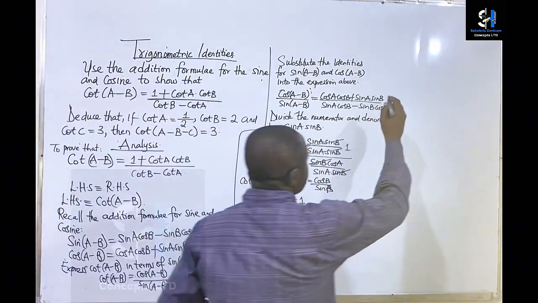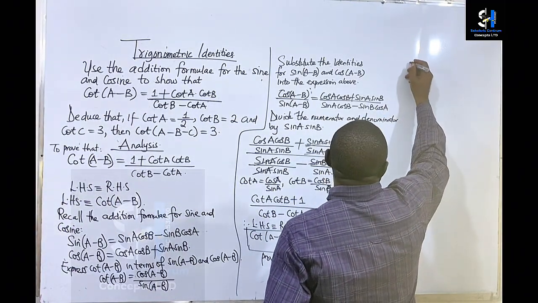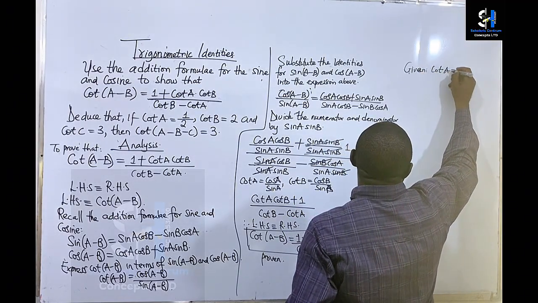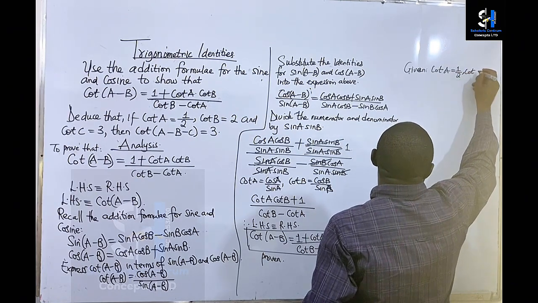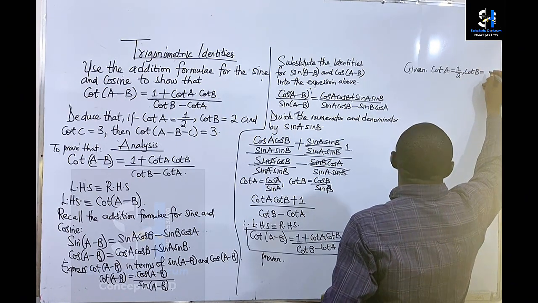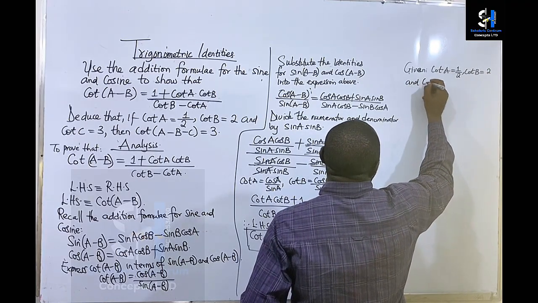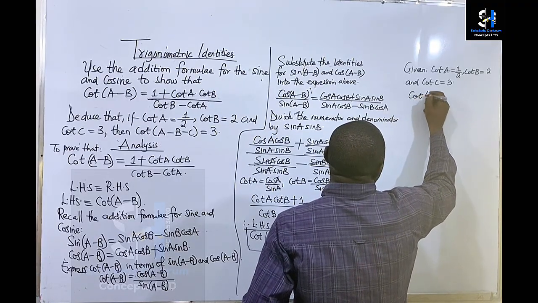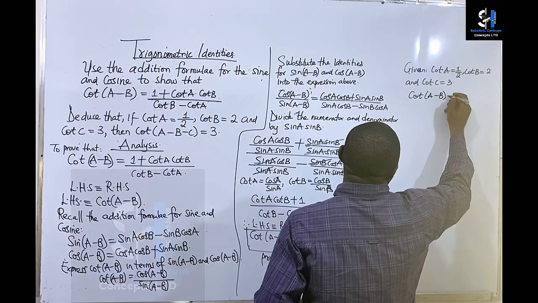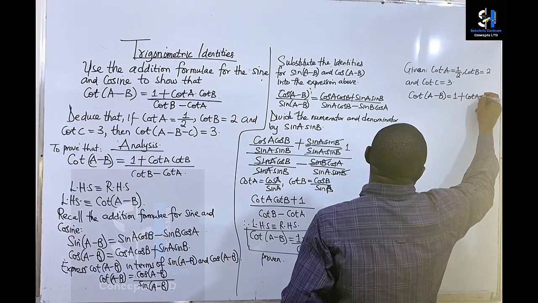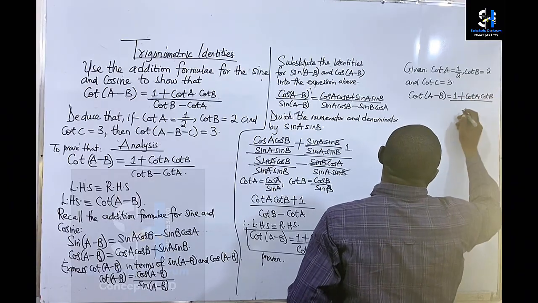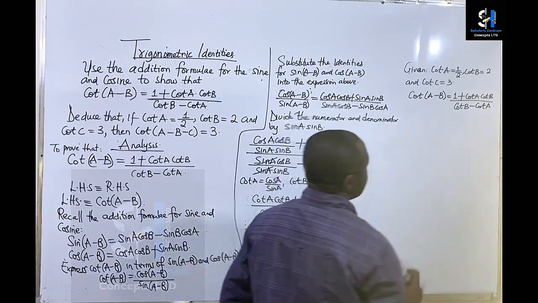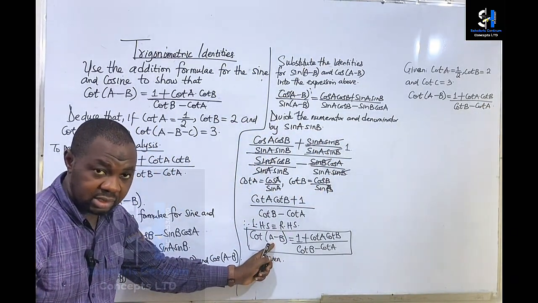Now, first, we need to understand that in this case we are given cot A is 1/2, cot B is 2, and cot C equals 3. We know that cot(A minus B) is 1 plus cot A multiplied by cot B over cot B minus cot A, which is the identity we just proved.